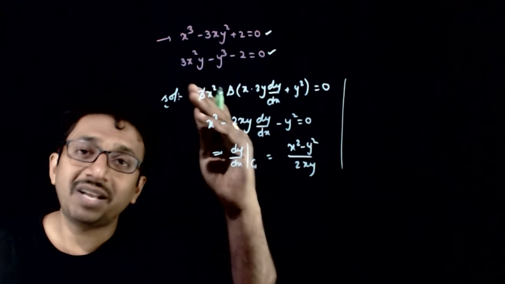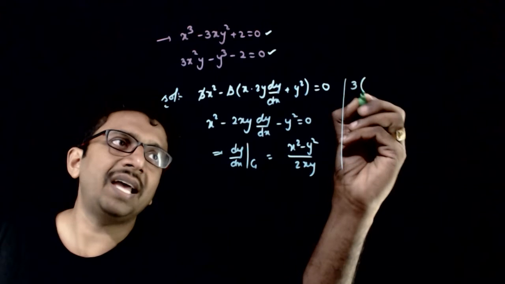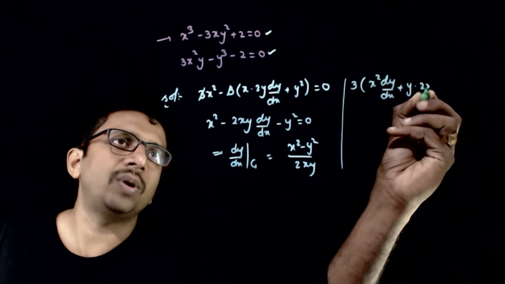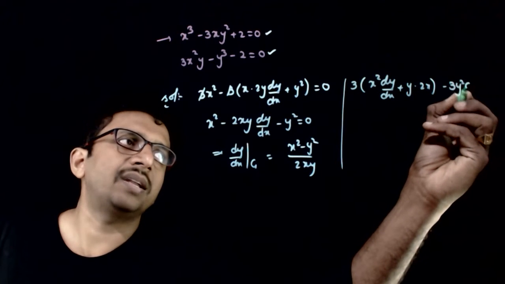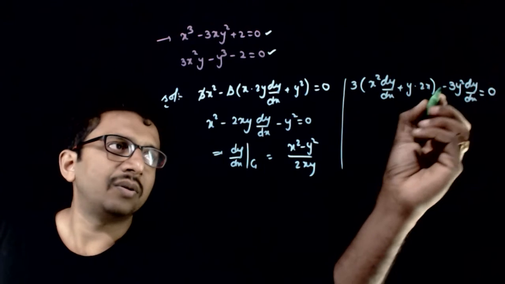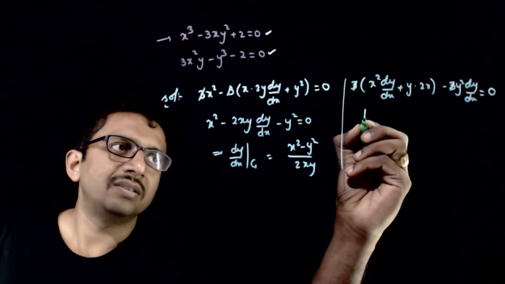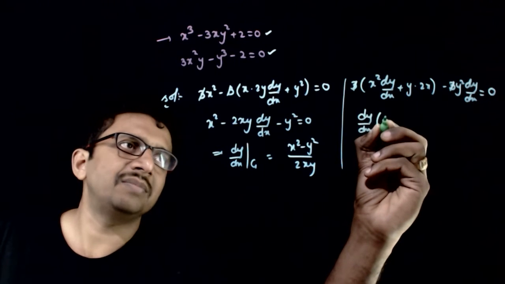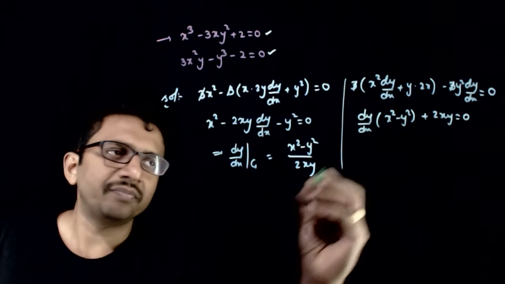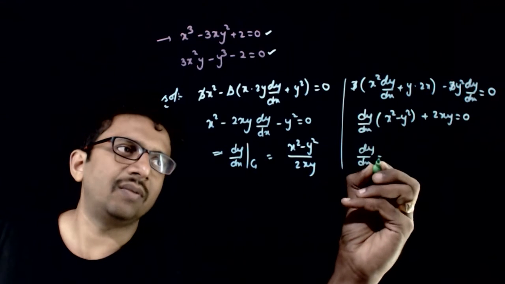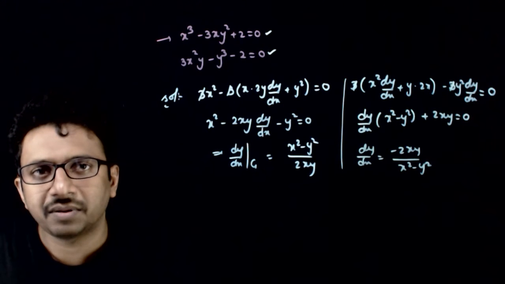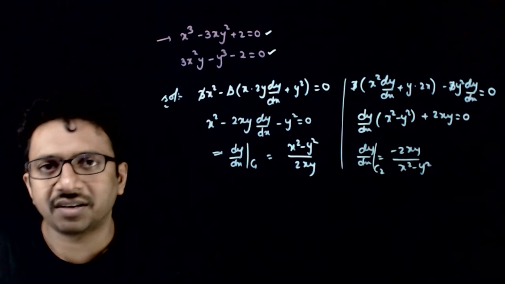So let us go for dy by dx for the second curve. So you have 3 times x square dy by dx plus y times 2x minus 3y square dy by dx is equal to 0. So here also 3 and 3 gets cancelled. So dy by dx times x square minus y square plus 2xy is equal to 0. So dy by dx is equal to minus 2xy by x square minus y square. So this is dy by dx for the second curve.